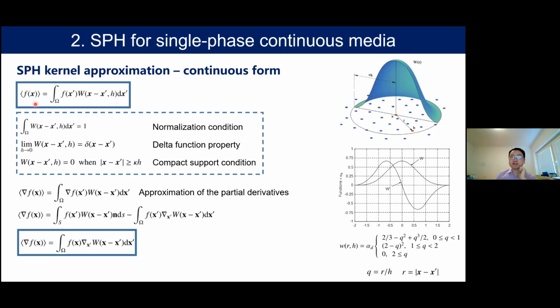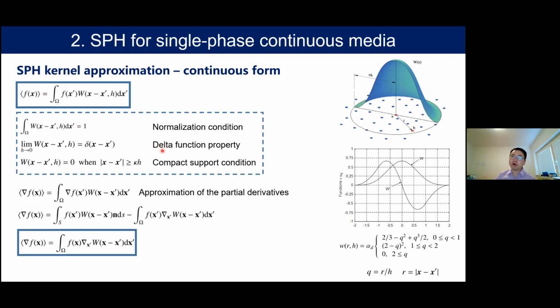But to make this kernel approximation accurate or convergent, you need to have some requirement. First is this normalization condition, which requires that the summation of all the weightings should be 1. This is reasonable because, for example, if you are approximating a constant field function, then this part and this part can be cancelled. Then you have this normalization condition.